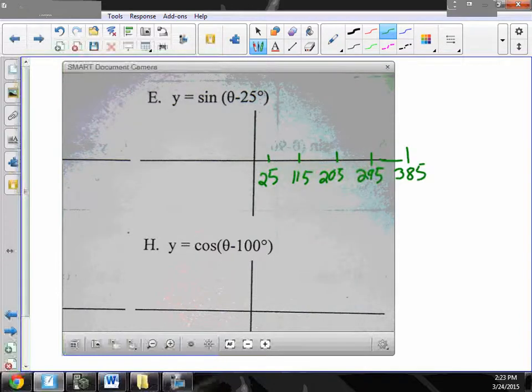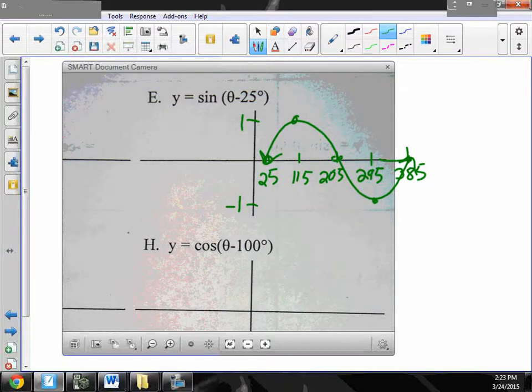385. So this is a sine graph which starts in the middle, and we're bounded by 1 and -1 again. So middle, top, middle, bottom, middle. And to make yourself happy, put the arrows on it. Okay? Does that make sense to everybody?